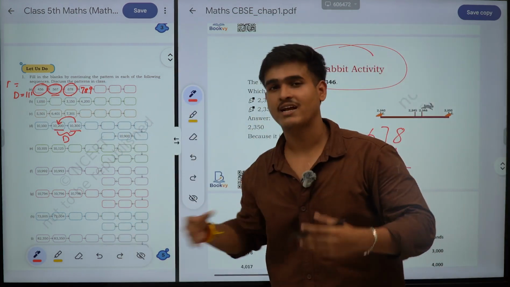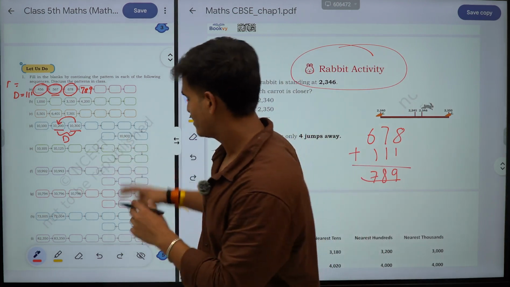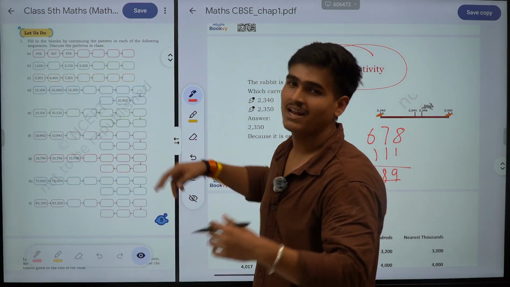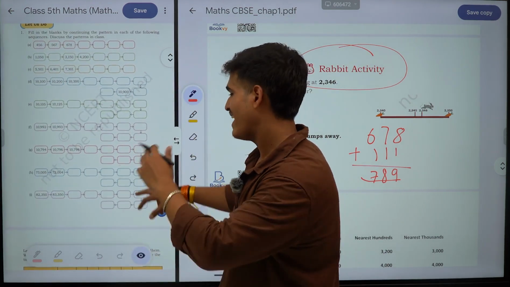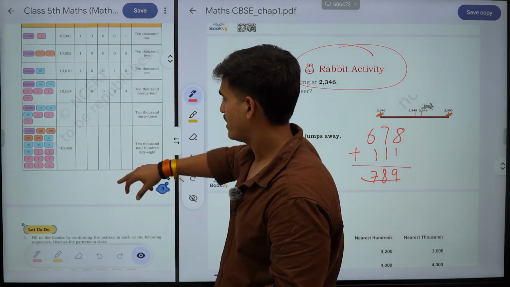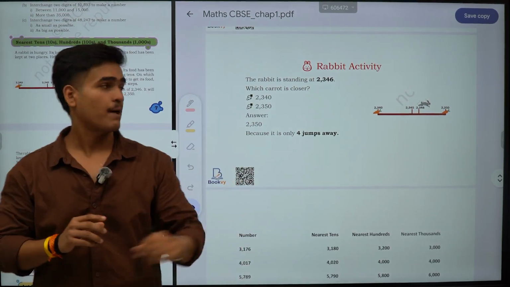This is a very simple question. I know you guys will enjoy and love doing this. It is so simple. I know you guys will do it easily. You just have to find out the difference and then add the difference for the further number. Okay. So, next is the rabbit activity.